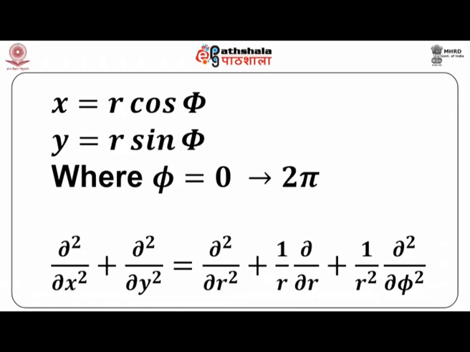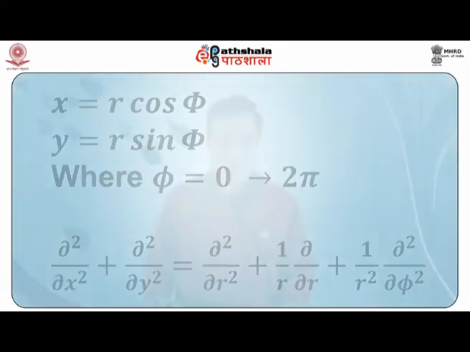Now if we make these substitutions in our above Hamiltonian, then our expression for del 2 by del x2 plus del 2 by del y2 reduces in terms of polar coordinates to del 2 by del r2 plus 1 upon r del by del r plus 1 upon r square del 2 by del phi square. So this becomes the expression in terms of r and phi.